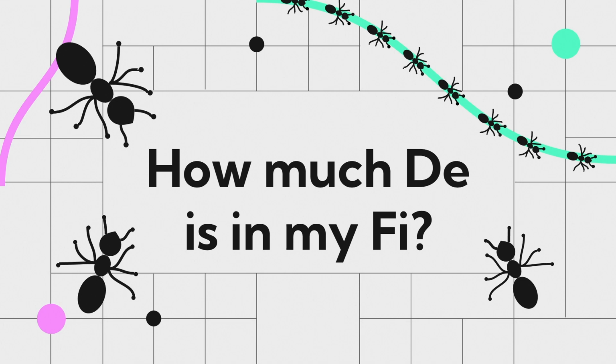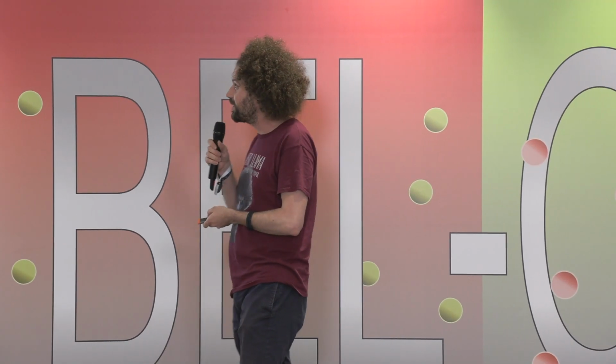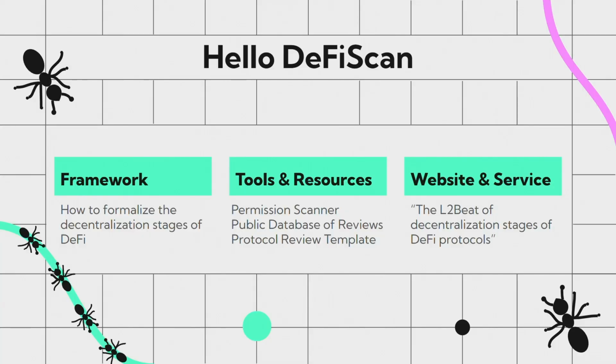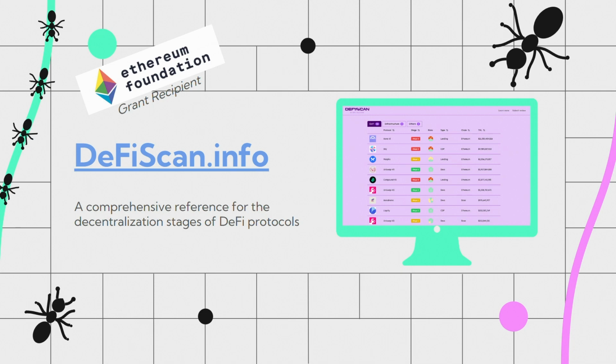How much decentralization is in my DeFi? That's essentially what we do. So how does it work? Well, we have a framework, just like L2Beat. We establish what decentralization means. Then we have tooling and resources to do our analysis: we have a permission scanner and a few other things, completely open source, anyone can use. And finally, the part you're most likely interested in, the website, where you find the reviews of the protocols. So that's DeFiScan.info. We just got a grant from the Ethereum Foundation.